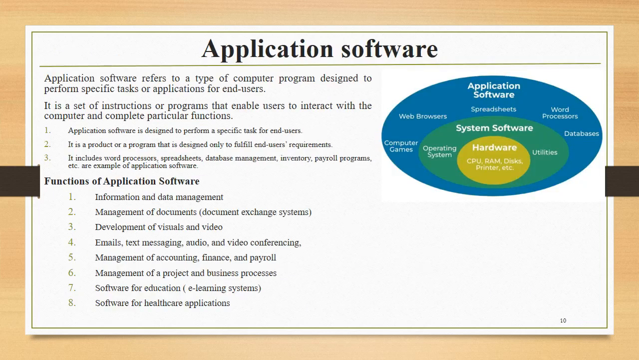Application software. Application software refers to a type of computer program designed to perform specific tasks or applications for end users. It is a set of instructions or programs that enable users to interact with the computer and complete particular functions. 1. Application software is designed to perform a specific task for end users. 2. It is a product or a program that is designed only to fulfill end users' requirements. 3. It includes word processors, spreadsheets, database management, inventory, and payroll programs, etc., which are examples of application software.